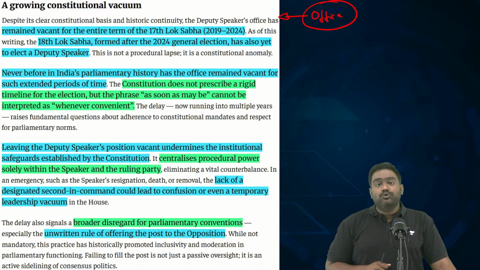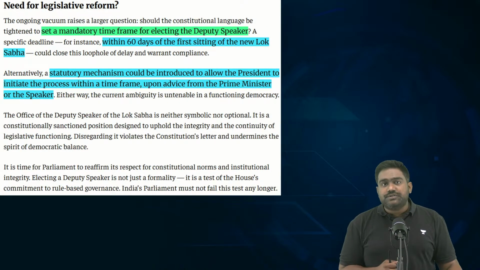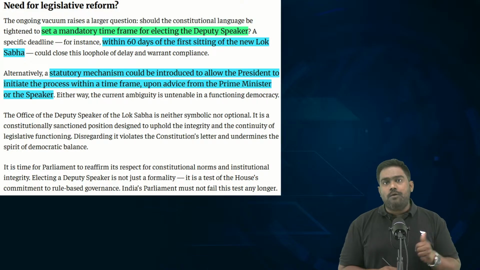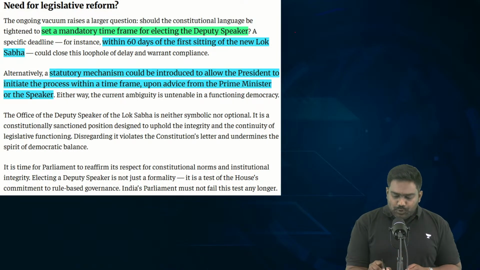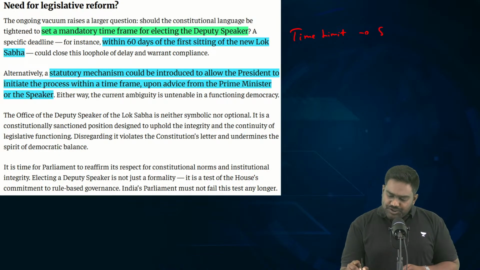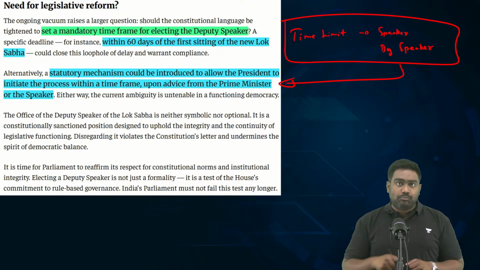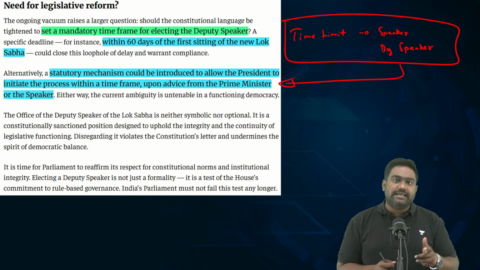So, what can be the solution? What can we do? What can be the way forward? Let's say there is a question based on this. So, what you can suggest is that maybe there should be a reform, a constitutional reform, or maybe a legal change which will prescribe a time limit within which the office of the speaker and deputy speaker has to be filled after a new Lok Sabha has been constituted post elections. Maybe set a time limit of 30 days or 60 days.